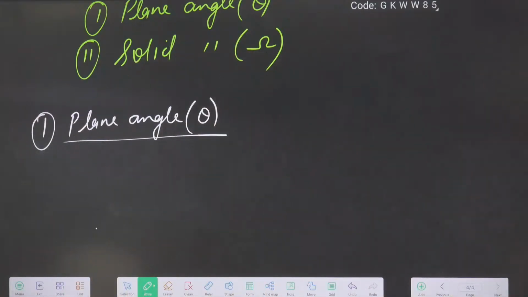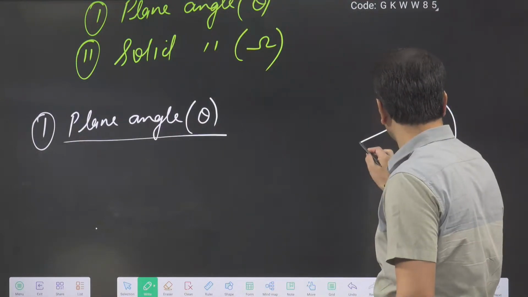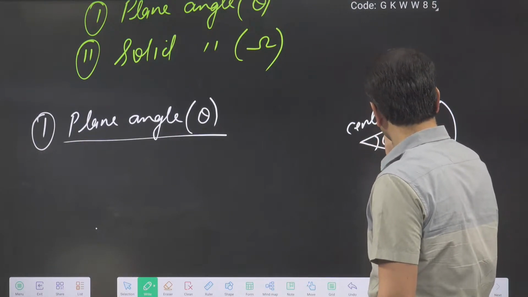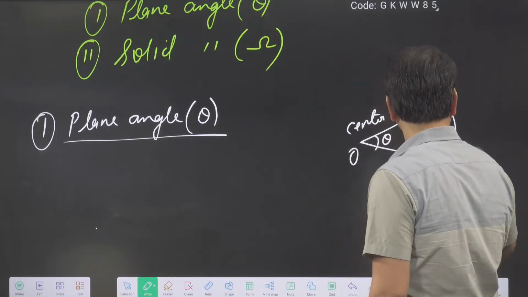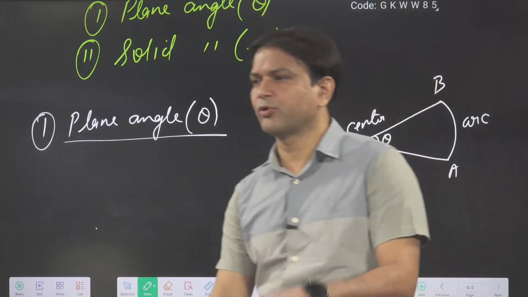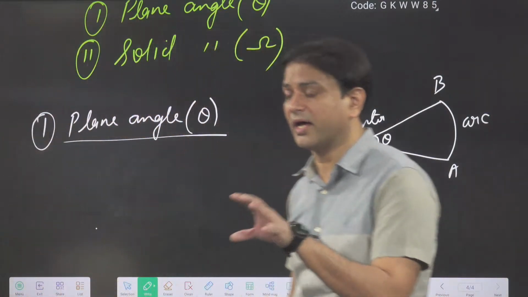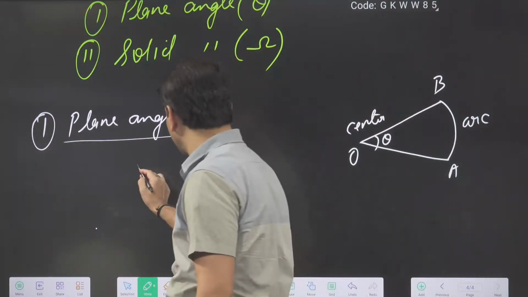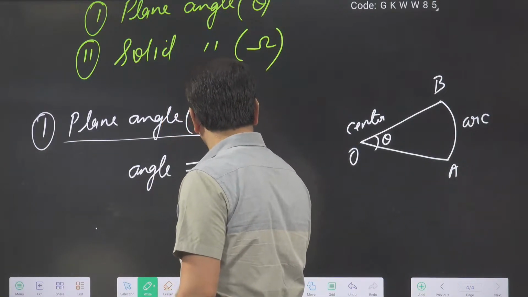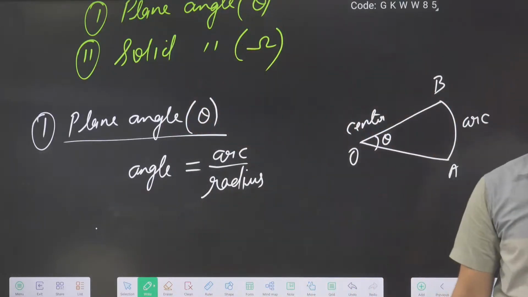Suppose you have an arc and you are joining it with the center. So what is the basic formula of the angle? Angle is equal to arc upon radius. Plane angle, or angle, is equal to arc by radius, as I said in the basic mathematics.